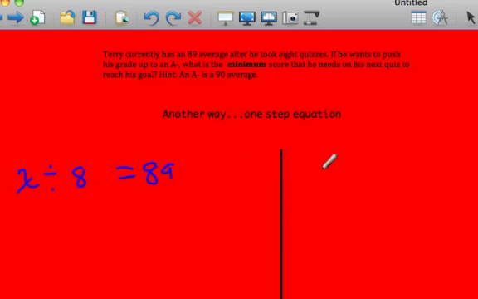And the same thing over here. We don't know what the numbers add up to, but we know we're going to divide again, and this time by 9, to get his average where he wants it to be at a 90.